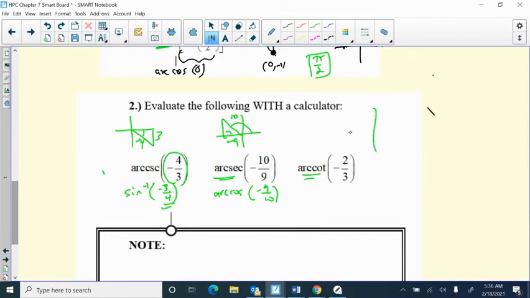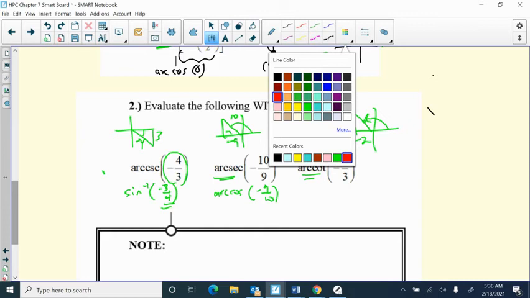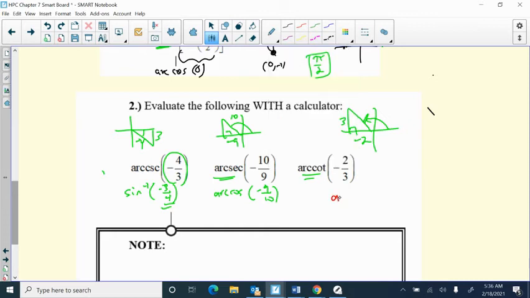So when I draw this cotangent, remember that's also in quadrant 2. Cotangent's ratio is -2 to 3. There's right. So I'm looking for an obtuse angle, but here's the problem, right? I'm going to write it in red because it's a problem, right? If I try to do arc tangent of -3/2, right?